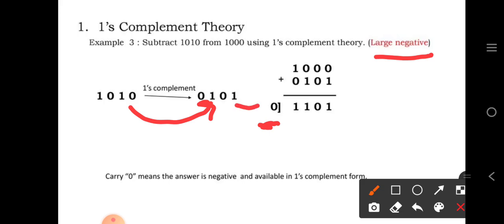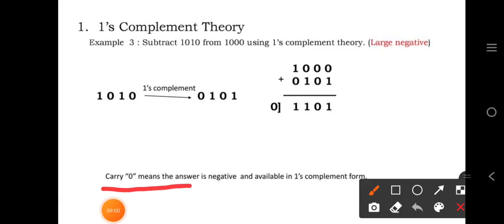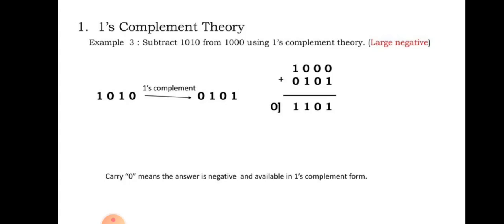Now we will add this 0101 to 1000. So 0 plus 1 is 1, 0 plus 0 is 0, 0 plus 1 is 1 and 1 plus 0 is 1. Okay, here carry is not generated, so we have written 0, and carry 0 means the answer is negative and available in one's complement form. So this is about the one's complement. Important thing to remember is whether the carry is generated or not.